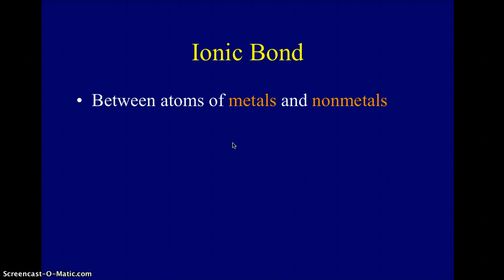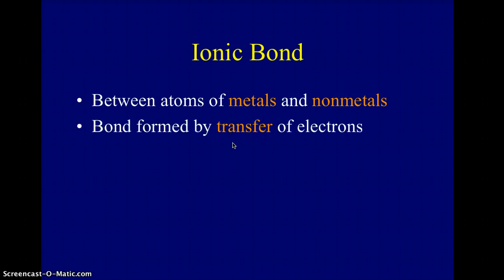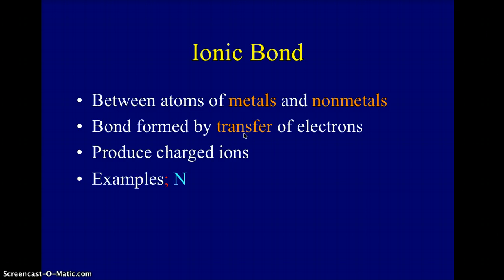Okay, so here we go. Ionic bonds are between atoms of metals and nonmetals. Again, they're formed by transferring electrons, not sharing. And in the end, you end up producing a charged ion. So we studied ions earlier. That's if you gain or lose electrons. Okay, when you're transferring electrons, you're either gaining or losing them. So you end up having ions.